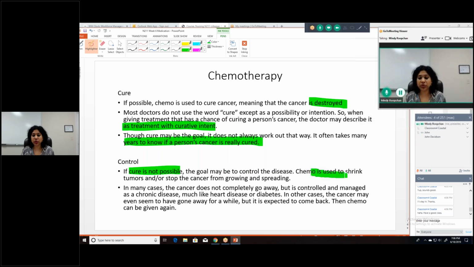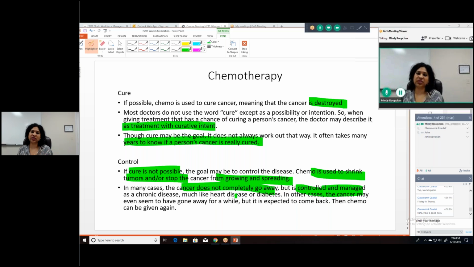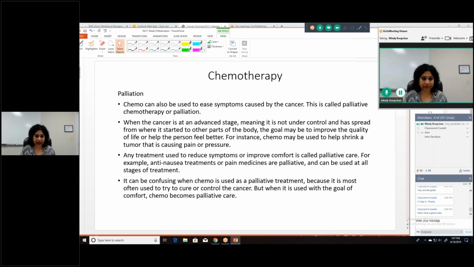For control, if cure is not possible, now we want to just control the disease. So chemo is used to shrink the tumor and stop the cancer from growing or spreading. In many cases, the cancer doesn't completely go away, but it is controlled and managed as a chronic disease, much like heart disease or diabetes. So it doesn't go away, but it's maintained. Chemo can be given, but the cancer is expected to come back. Okay, they're controlling it.